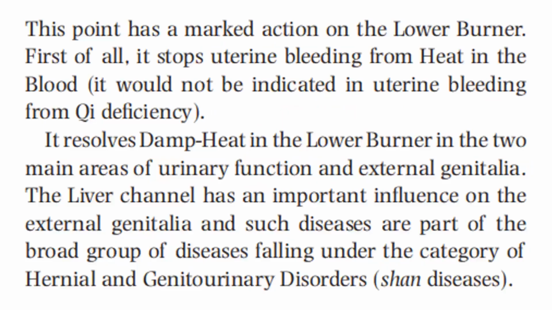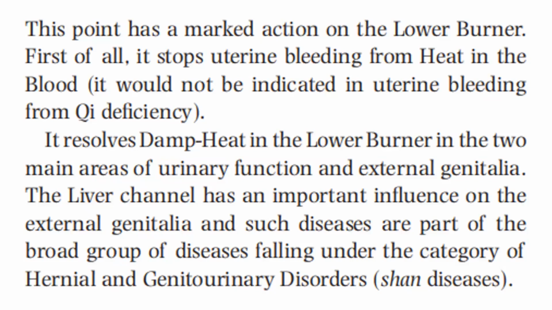This point has a marked action on the lower burner. First of all, it stops uterine bleeding from heat in the blood. It would not be indicated in uterine bleeding from qi deficiency. It resolves damp heat in the lower burner in two main areas: the urinary function and the external genitalia.